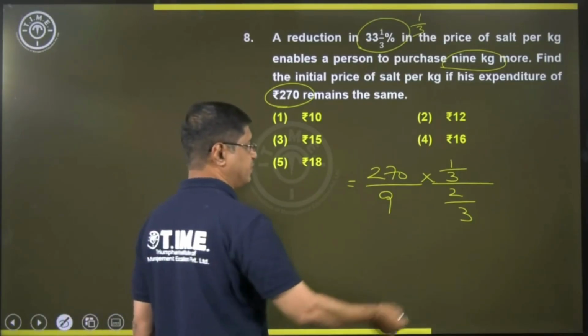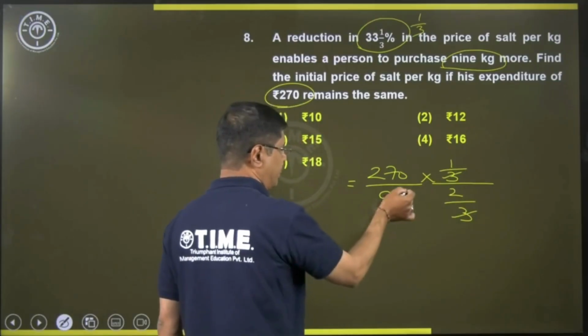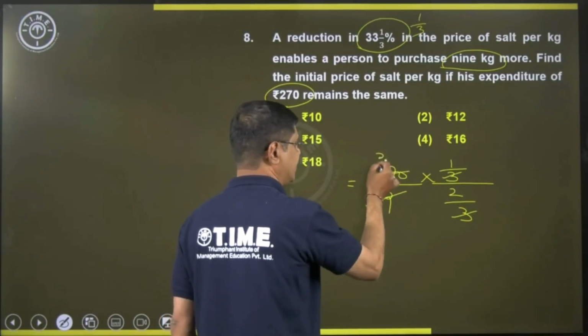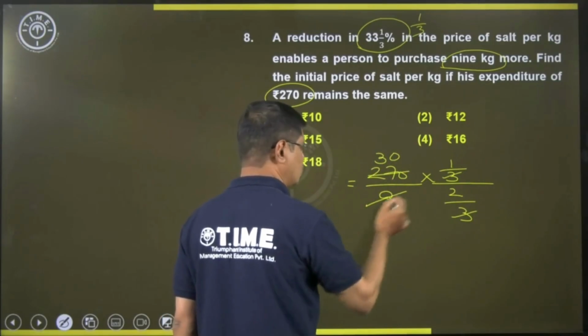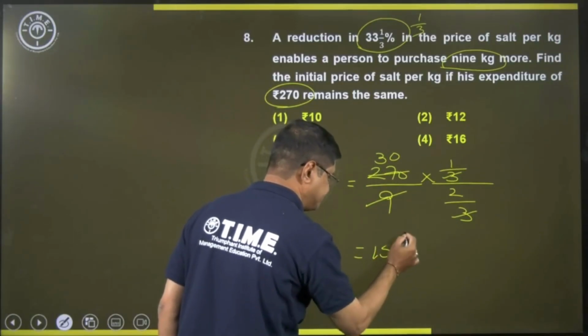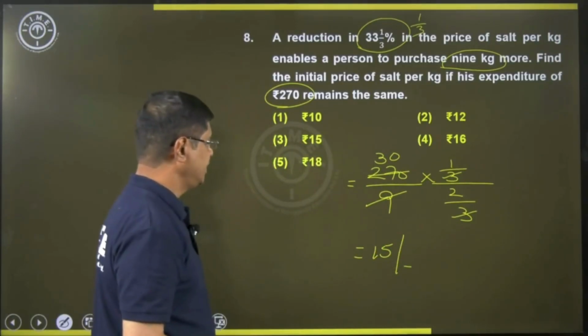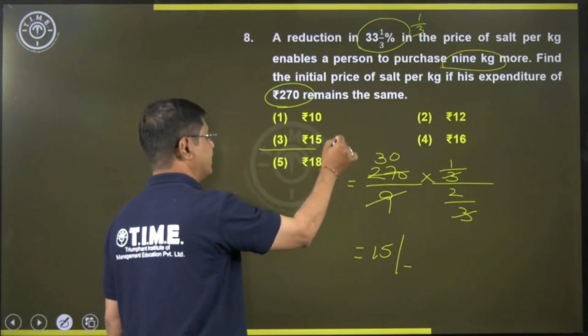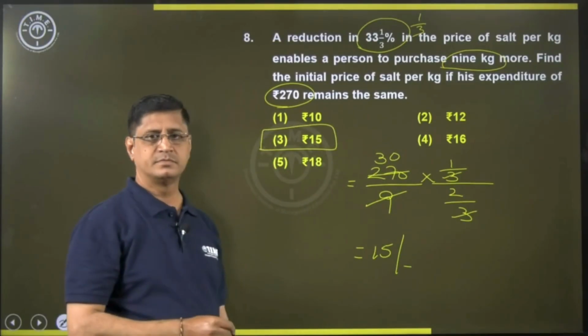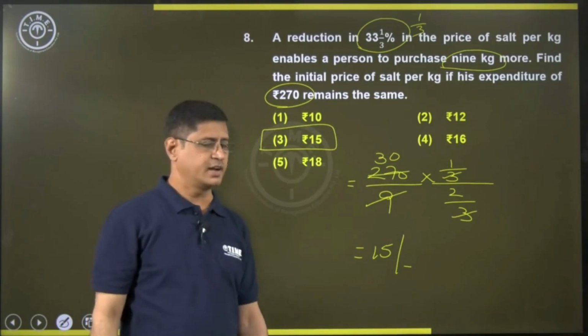What is the original price? 3 and 3 get cancelled. 9 goes exactly 30 times. 30 by 2, that is 15. The right answer is option 3. The third choice is the correct answer.